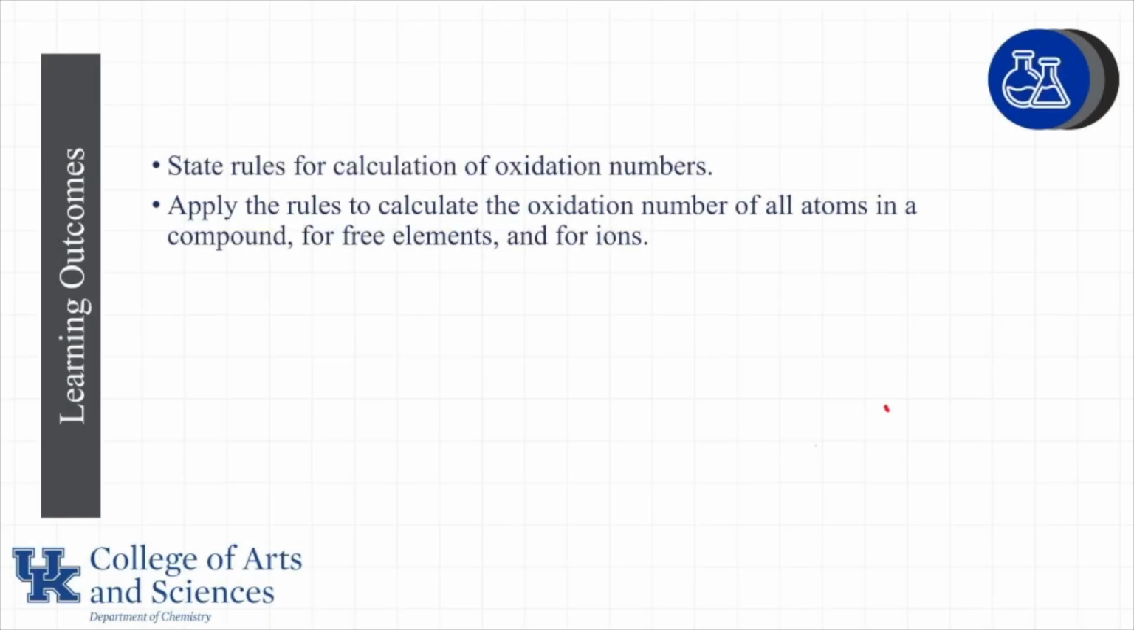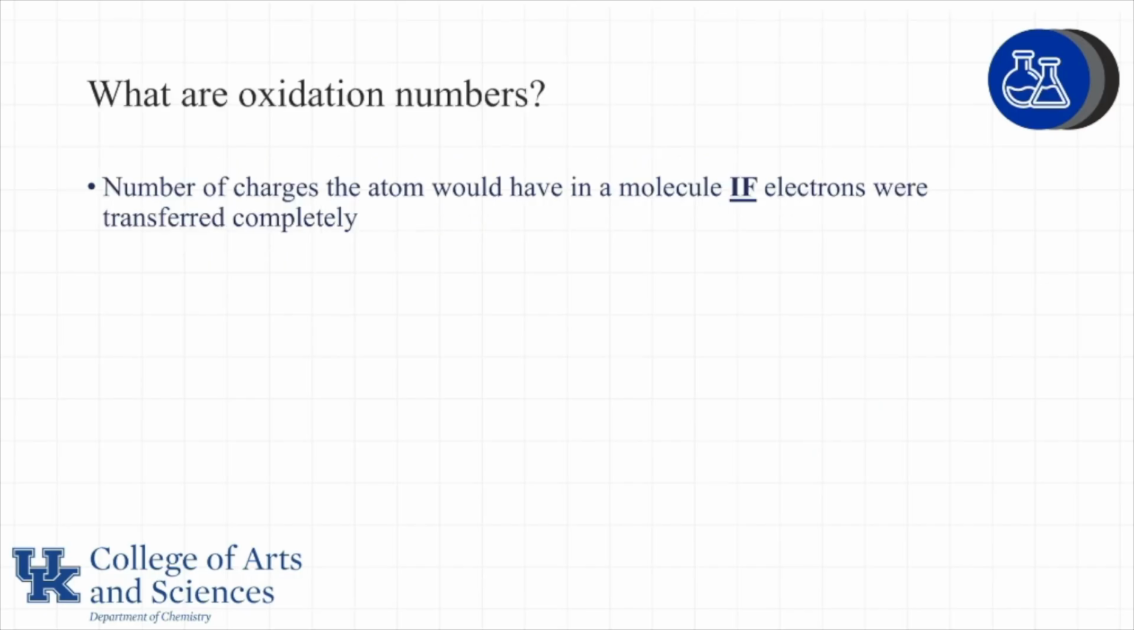In this lesson, we're going to talk about oxidation numbers. First, what are oxidation numbers? This is the number of charges an atom would have in a molecule if the electrons were transferred completely.